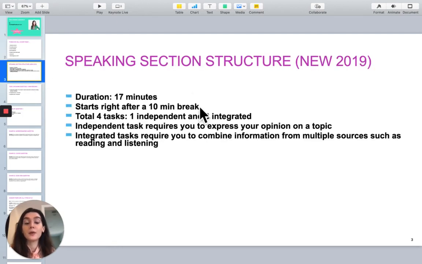So today we're going to first cover the structure of the TOEFL speaking. There are a total of 4 tasks, 1 independent and 3 integrated. The independent task is question number 1, and it basically asks you a question and you have to answer it based on your own experience and give your own opinion. You're not given any reading or listening. Integrated task is question 2 to question number 4, and it requires you to combine information from different sources such as reading and listening. I have videos on all these questions, so please check that out.